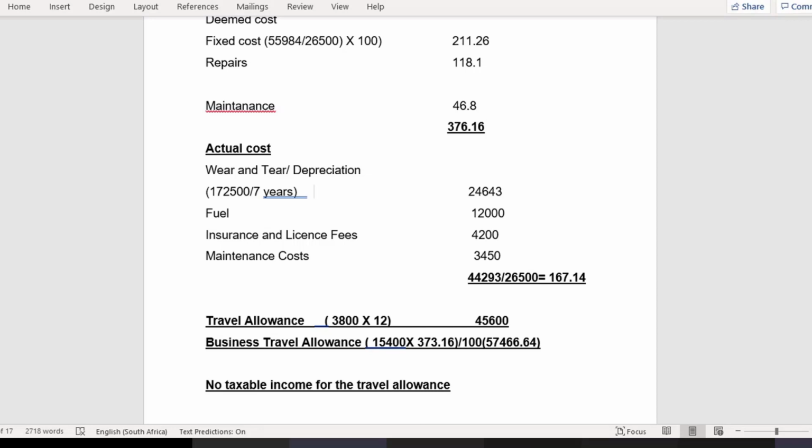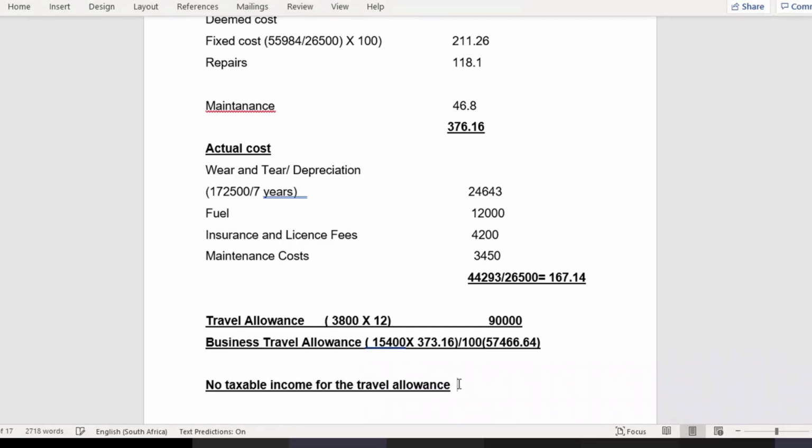Then you look at the business travel: how many kilometers for business travel. You multiply it by the greater of the deemed and the actual, and then divide by 100. Let's say, for example, the travel allowance was 90,000. Obviously, it's greater than the business travel allowance. So you're going to be taxable on the difference between 90,000 and 54,466.